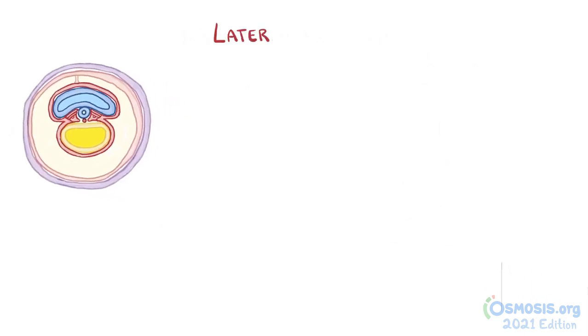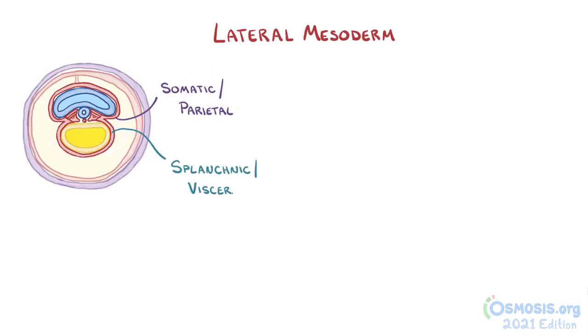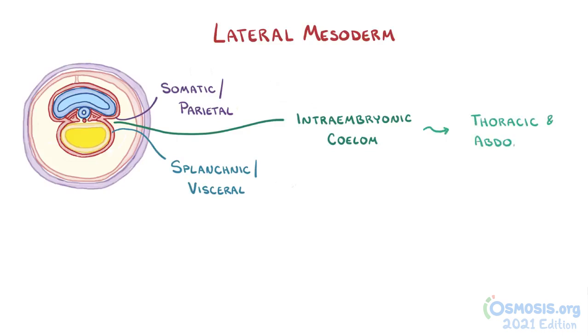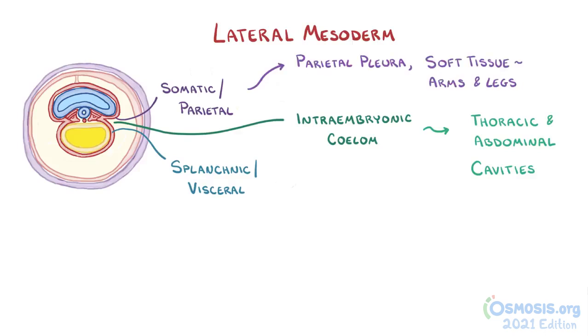Now, the final layer is the lateral plate mesoderm, and it's the thinnest and most lateral of the 3 types. Around week 3 of development, the lateral plate mesoderm splits into a dorsal portion called the somatic or parietal mesoderm, which adheres to the ectoderm, and a ventral portion called the splanchnic or visceral mesoderm, which adheres to the endoderm. The space between the split is called the intraembryonic coelom, or intraembryonic cavity, and this space eventually becomes the thoracic and abdominal cavity.